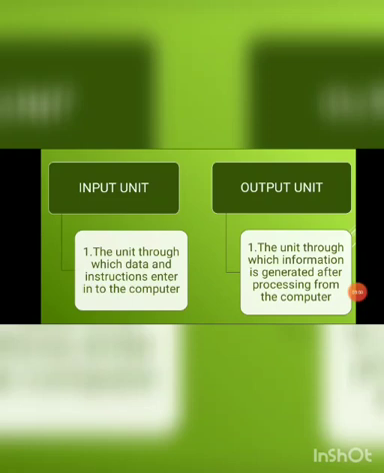Whatever the input data is given, the computer processes the data and instructions and gives the final result to us, which is known as the information. And where is it being generated? It is generated or displayed in the output unit.